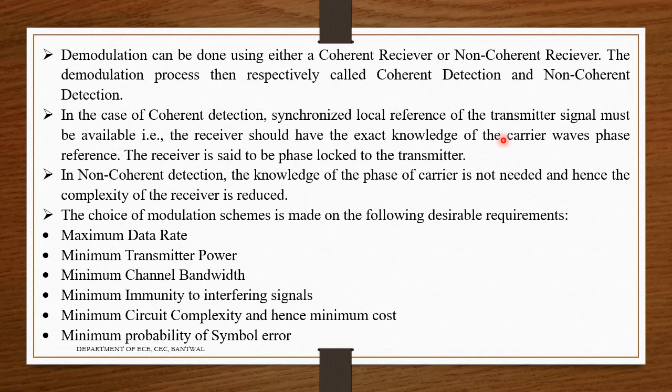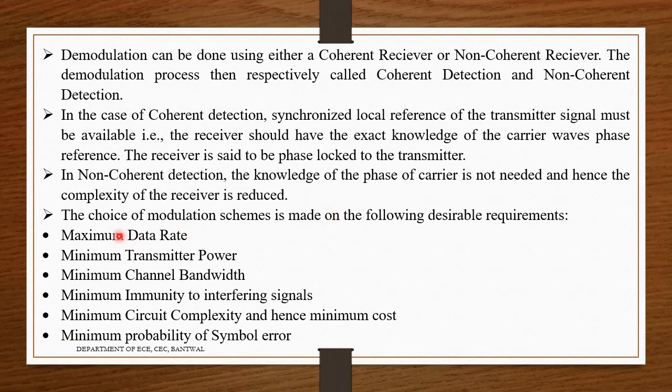Only the message signal will change. The transmitter and the receiver should have the exact knowledge of what we give the transmitter. The same thing we have to give to the receiver, so that it is nullified or cancelled, and only the message is passed on to the rest of the process. So we need a synchronized local reference. But in non-coherent detection we need not require it. The knowledge of the carrier phase is also not required, hence the complexity of the receiver is reduced. This is one advantage of this.